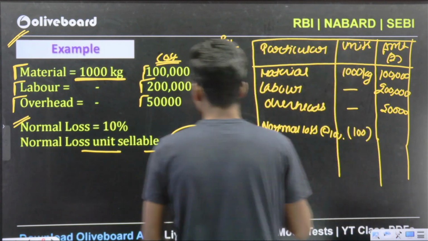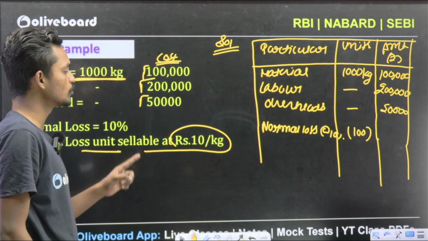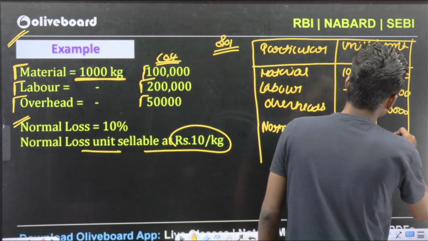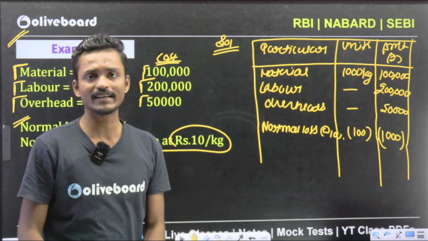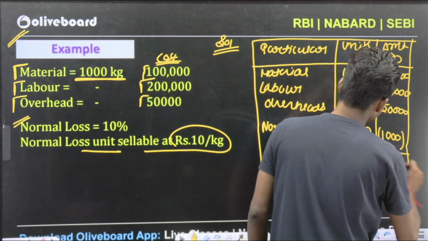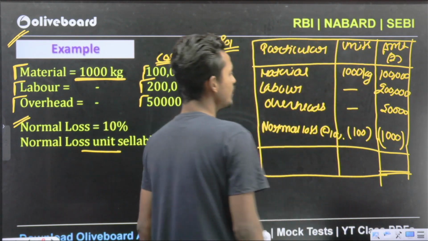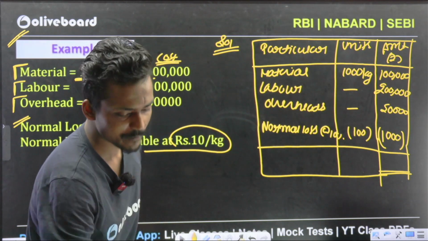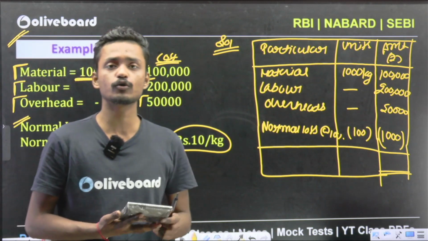And right now we are able to sell this 100 kg of normal loss units in the market at 10 rupees per kg. So I get 1000 rupees as scrap value. Yes, all the things are clear. Now you can see here what amount of actual cost I incurred for the manufacturing of this 1000 kg. So you can simply add, and yes, you are allowed to use the calculator.